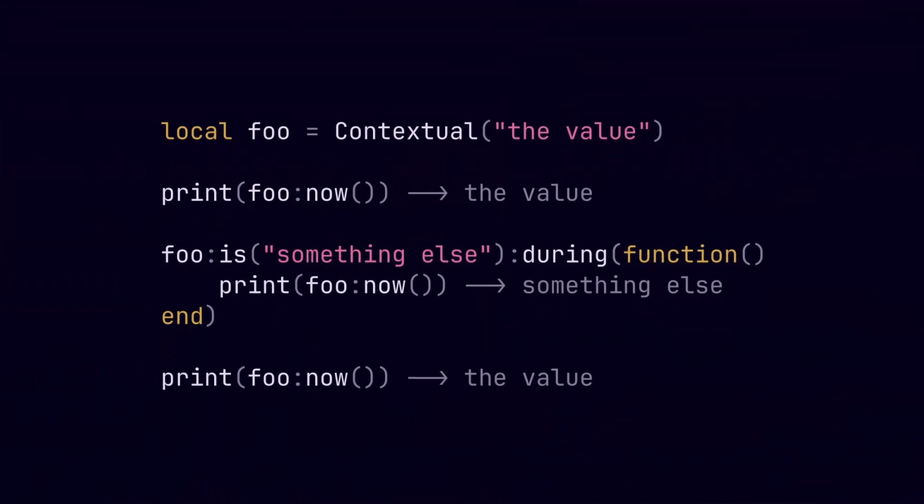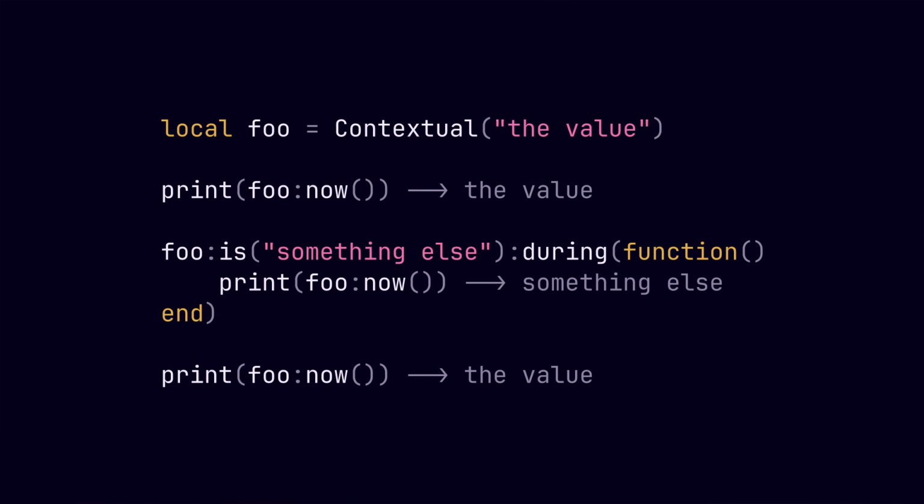They're pretty similar to what I explained previously. You create a contextual value with the contextual constructor. It asks you to provide a default value, so it will always have something to give you. At any time, you can call the now method, which tells you what the value of the contextual is at this specific moment in time. Finally, to give the contextual a value, you can say that it is a value during a callback.